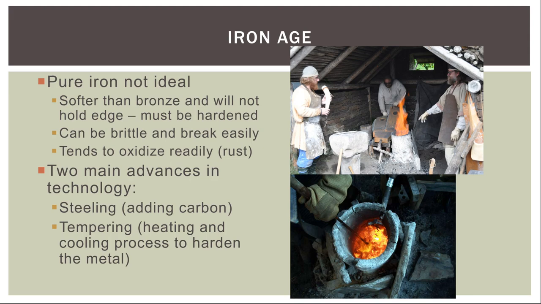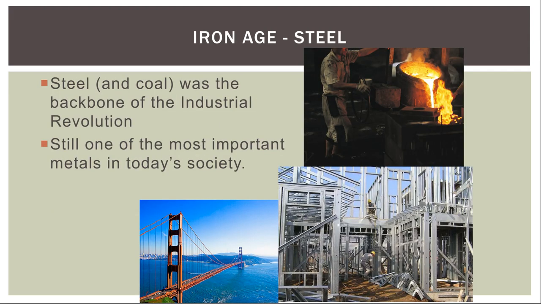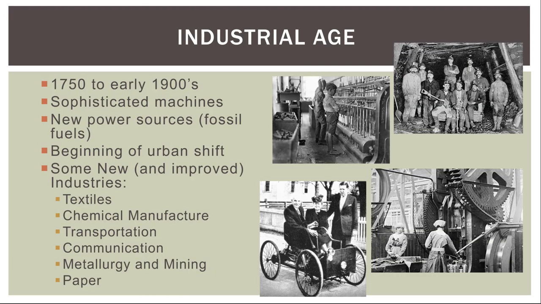But this heating and cooling causes it to get really hard. The other thing that we do is we turn it into steel. Steel is iron that has carbon added to it, and that makes it a lot stronger, right? So the idea of carbon steel. Steel and coal was actually the backbone of the Industrial Revolution, which brings us the Industrial Age, and steel is still one of the most important metals in today's society.